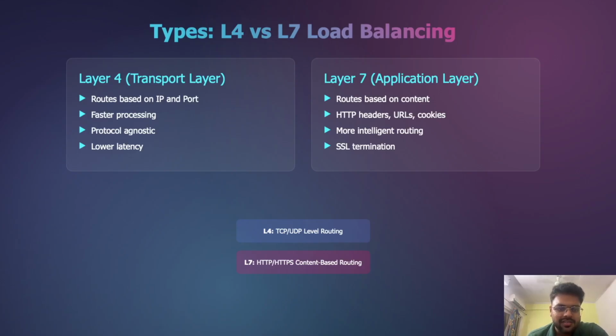Now let's come to L7 load balancing. L7 load balancing applies on the application layer. This is where HTTP and HTTPS come into the picture, and it looks inside the actual contents of the request: the HTTP header, URL, cookies, and even the request body. So L7 is intelligent routing, because it makes the call on the basis of what kind of request it is and what kind of server should handle it.